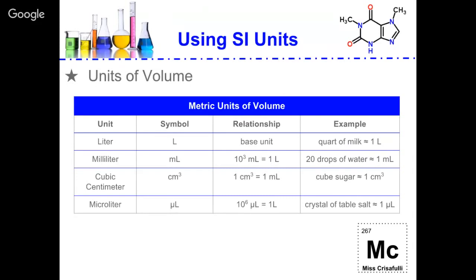Now, these are common units that we use to measure volume. For this, you need to memorize the unit, the symbol, and the relationship. You need to know that 1 liter has 1,000 milliliters in it. 1 cubic centimeter is equal to 1 milliliter. And 10 to the 6th microliters is 1 liter as well. We'll get more familiar with these as we practice, but you need to understand what each of these are.